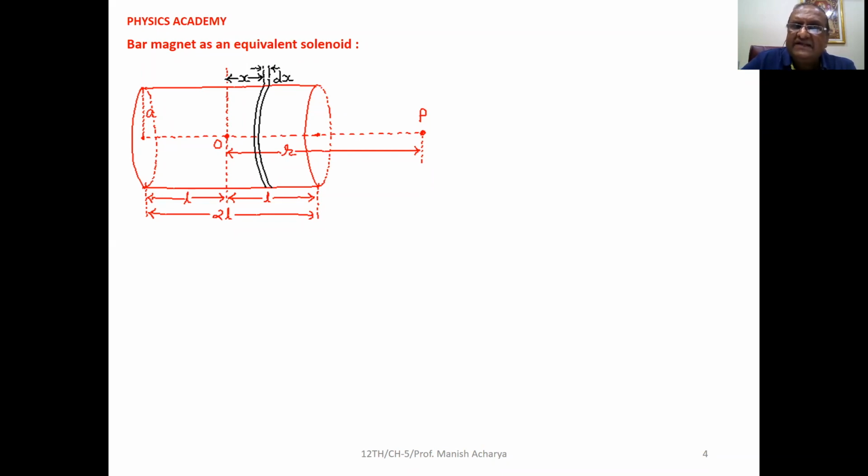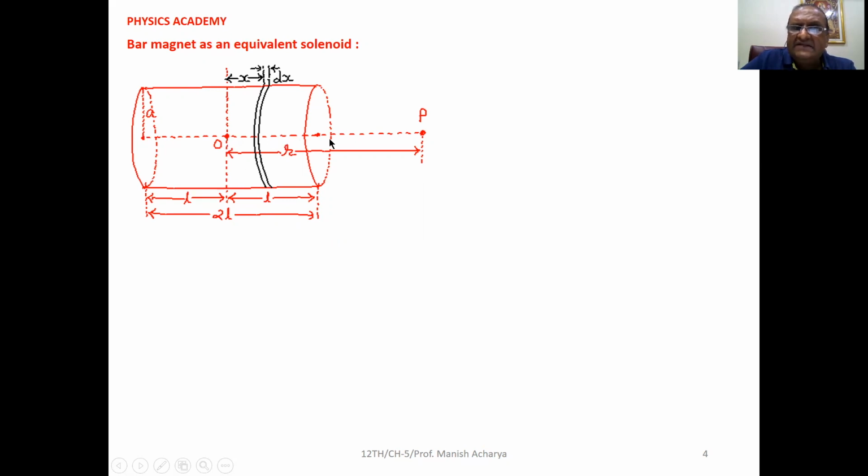Or in other words, from that particular equation, we can prepare the equation for the magnetic field at any point on the axis of the bar magnet, as well as at any point on the equator of the bar magnet. Now see, as shown in the figure, we have a solenoid having total length 2L. So from the center of the solenoid, on either side, we can take the length L. Radius of the solenoid is a.